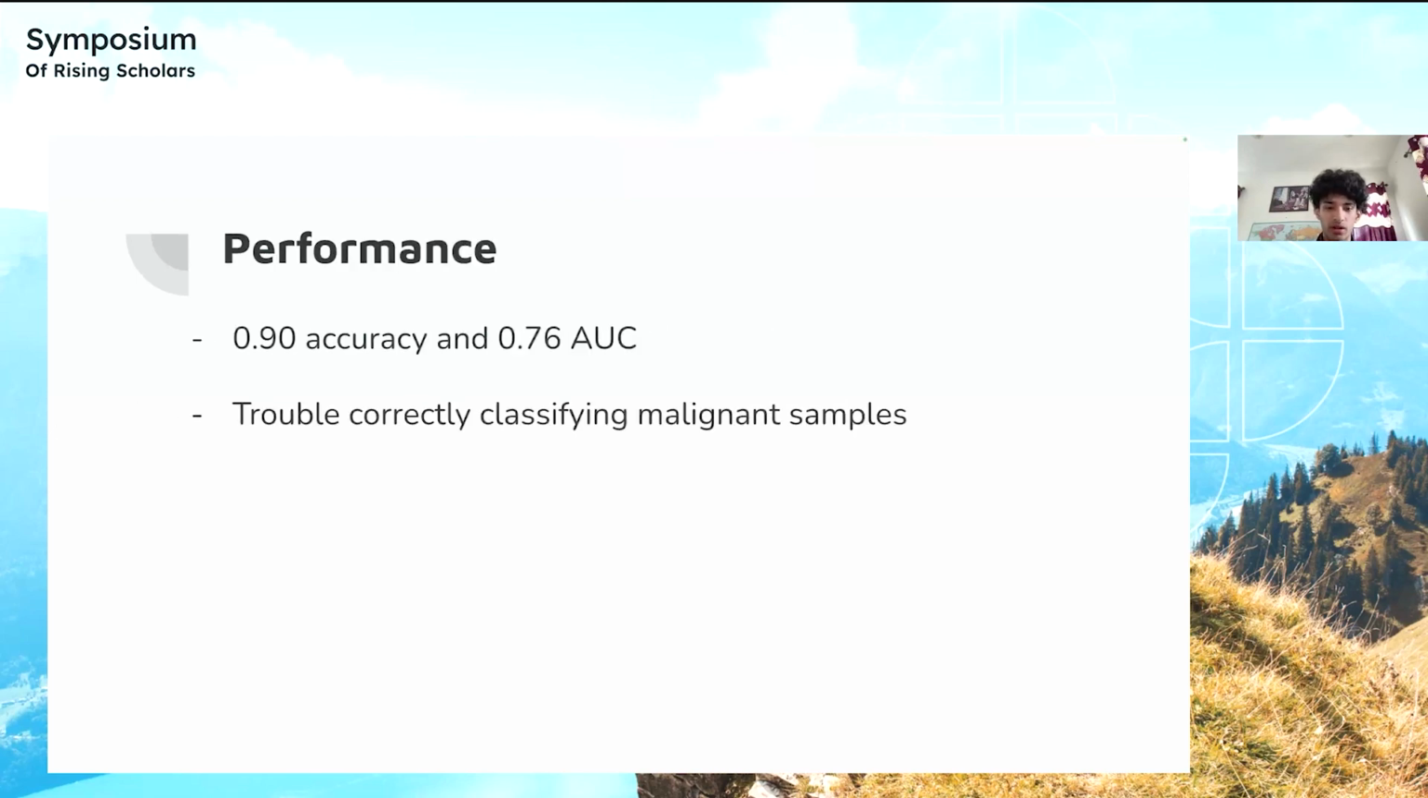The logistic regression model achieved an accuracy of 0.90 and an AUC of 0.76. The AUC indicates that the model struggled with correctly classifying malignant samples, just as the CNN, likely again due to the imbalance in the dataset.